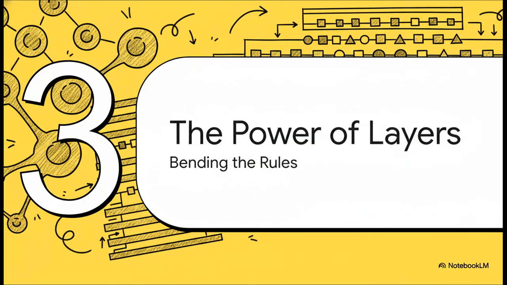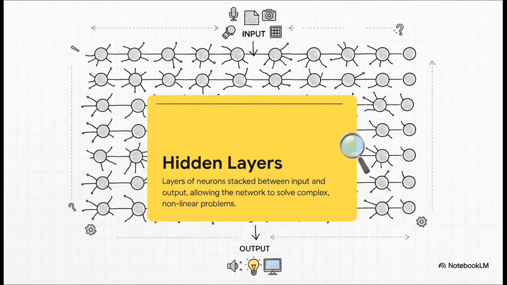Well, the solution wasn't some new, better, smarter neuron. No, the solution was all about architecture. It was about arranging these simple neurons in a much, much more clever way. The big breakthrough came when researchers realized, what if we stack layers of these neurons on top of each other between the input and the final output? They created what we call hidden layers. And these layers work together to transform the data in stages. This architecture, with its depth, is exactly where the term deep learning comes from.